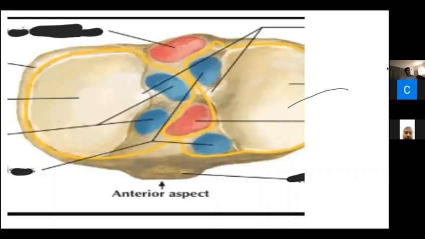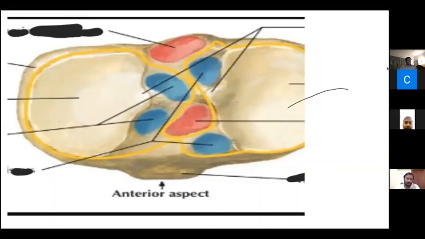From front to back, isn't it? Or back to front. What all are attached? Can you tell them in order? If you're going from the anterior aspect, the most anterior is the anterior horn of medial meniscus.